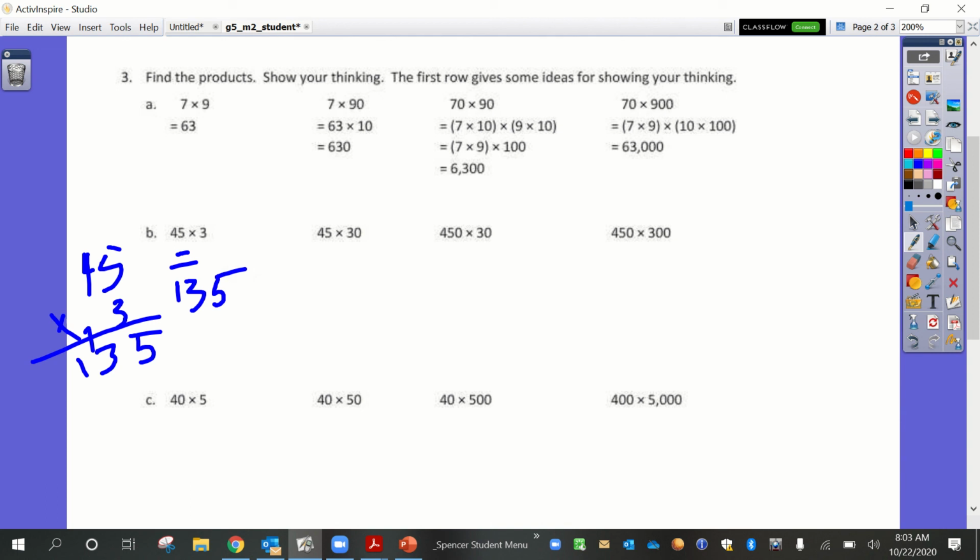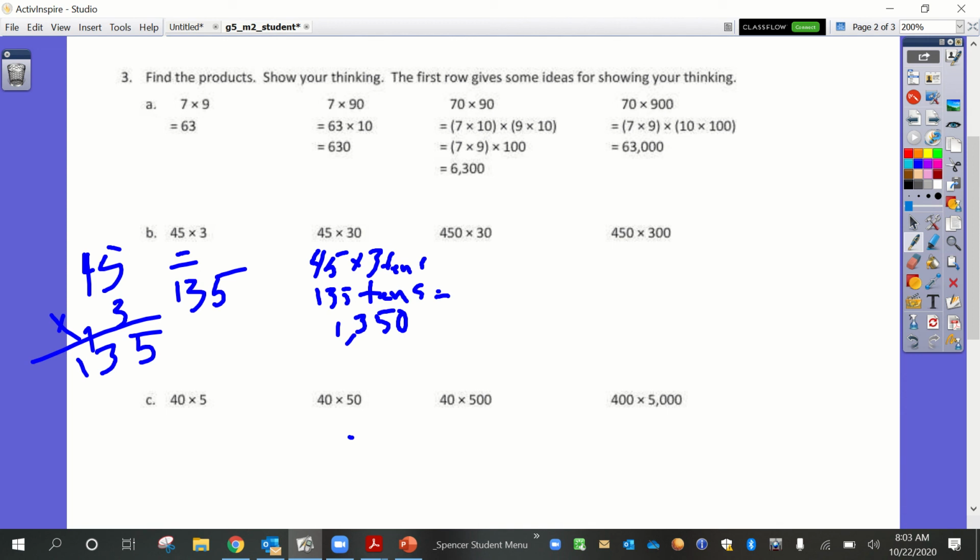Now that we've solved that basic math, we can start thinking about it as 45 times 3 tenths. I like going unit form. Well, we know that 45 times 3 tenths is 135, so we'll keep the same unit, and that's going to give us 1,350.